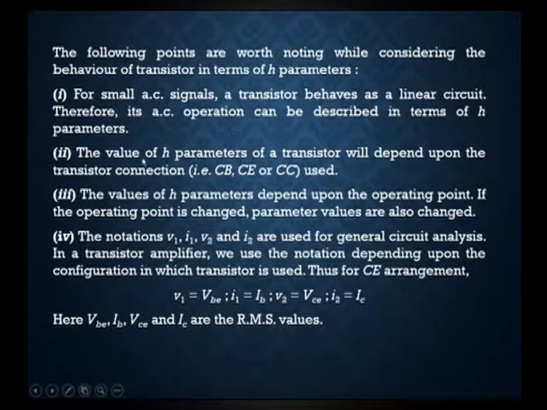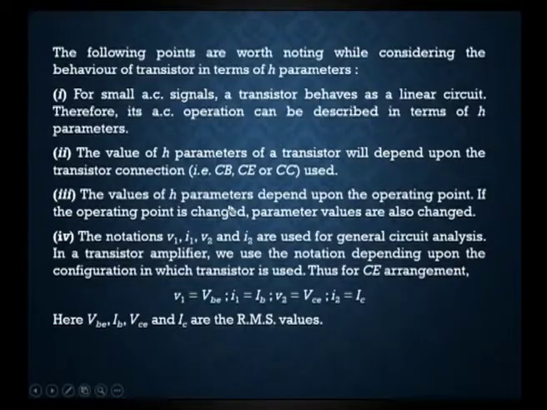Also, the value of h parameters of a transistor will depend upon the transistor connection. That is why we use CB, CE, CC, the different connections. So the value of h parameter differs for different types of connection, that is common base, common emitter or common collector. And also the value of h parameter depends upon the operating point. If the operating point is changed, the parameter value also changes. So, for one operating point the parameter is different, and for another operating point the parameter is also different.